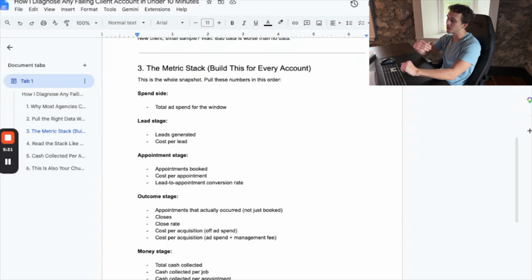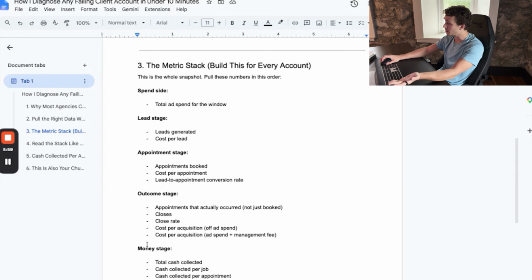The lead stage: how many leads were generated, the cost per lead. Then for the appointment stage, I'm looking at the appointments booked, cost per appointment, and the lead to appointment conversion rate as well. That's a big one that not a lot of people pay attention to. And then the outcome stages: the appointments that actually occurred, not just the ones that were booked, and then the closes, so we can determine the close rate, and then cost per acquisition off the ad spend, and cost per acquisition off ad spend and management fee as well.